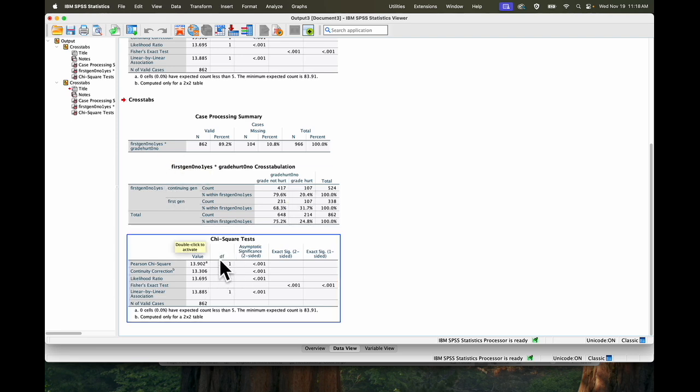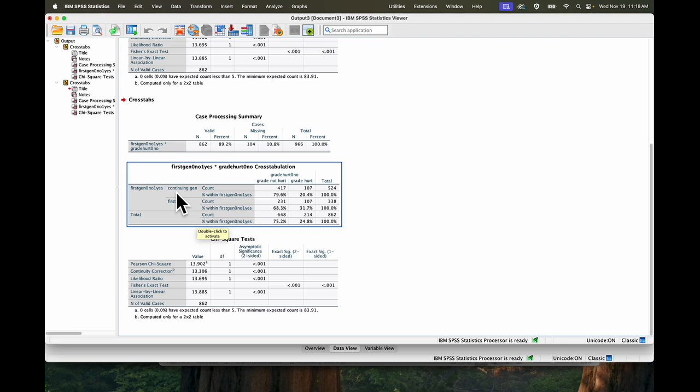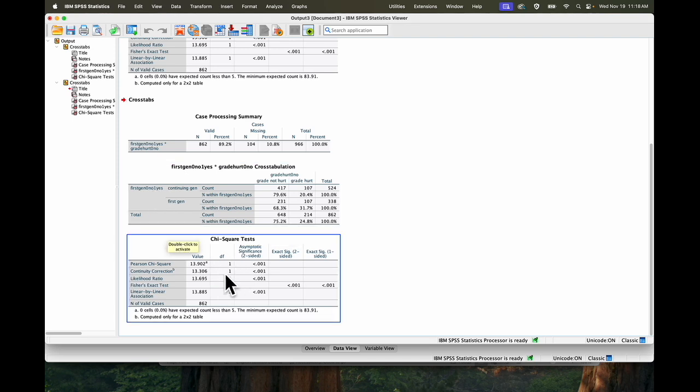And real quick, degrees of freedom here is 1. That's because with a chi-square with two variables, you take the first variable, number of categories minus 1, times the second variable, number of categories minus 1. So this would be 2 minus 1 is 1, 2 minus 1 is 1, 1 times 1 is 1. With a chi-square, we do not have degrees of freedom reported for the number of participants. We just have it for the number of categories within each variable.